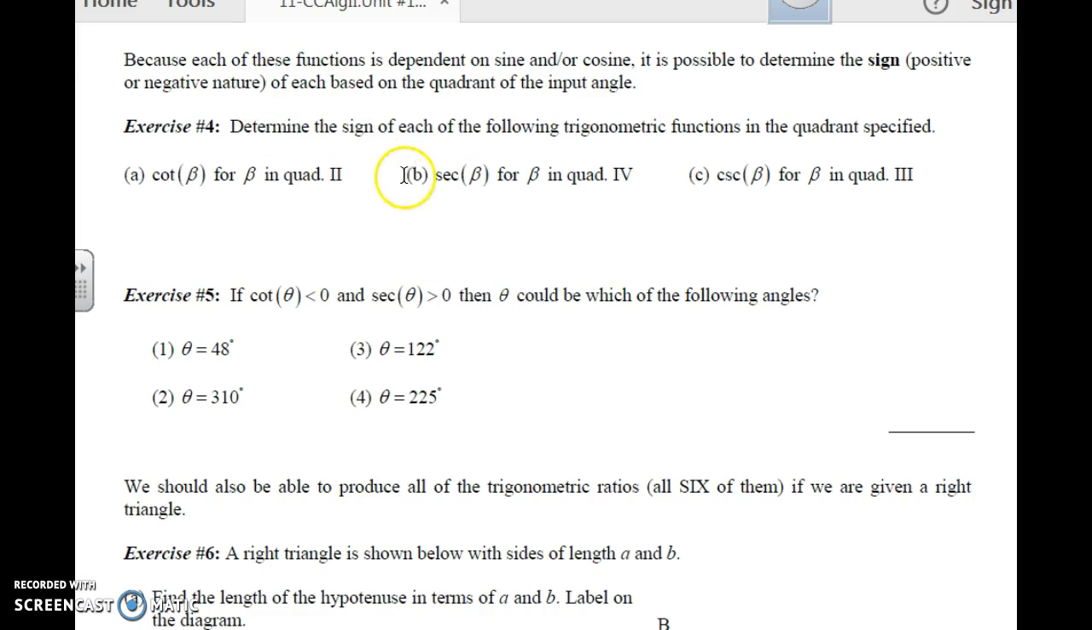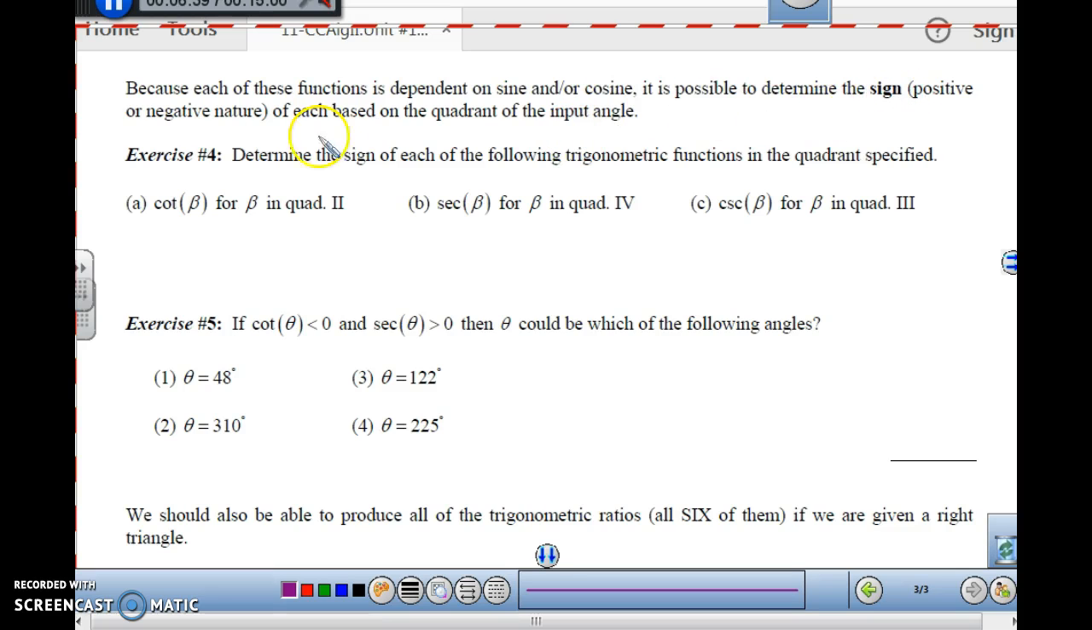All right, because each of these functions is dependent on sine or cosine, it is possible to determine the sign, either positive or negative, of each based on the quadrant of the input angle. All right, so we learned ASTC to remember this. So let's take a look at all our values when we do this. Okay, so let's look at cotangent of B for B in quadrant 2.